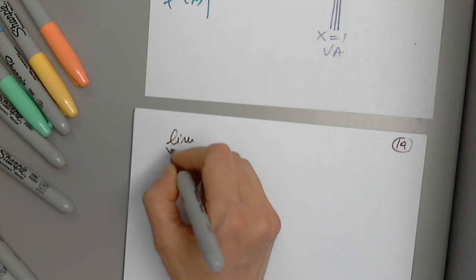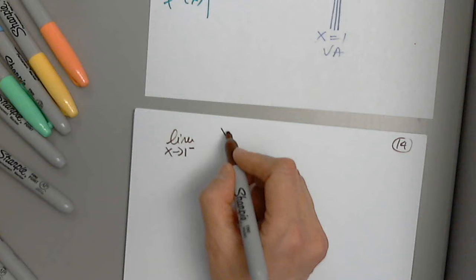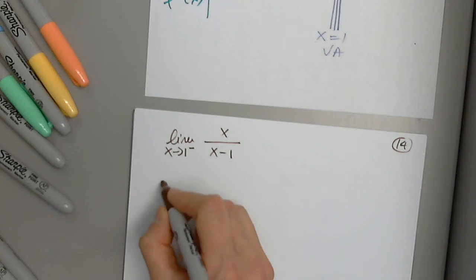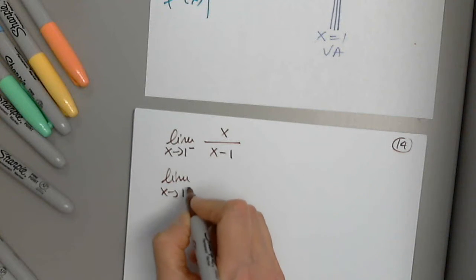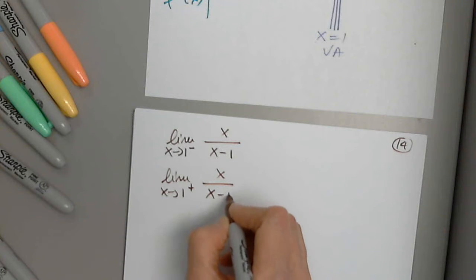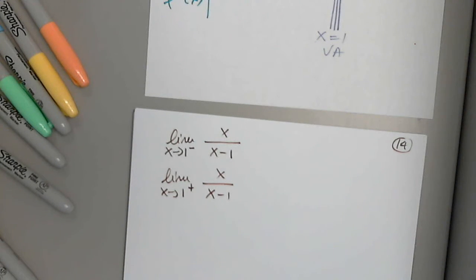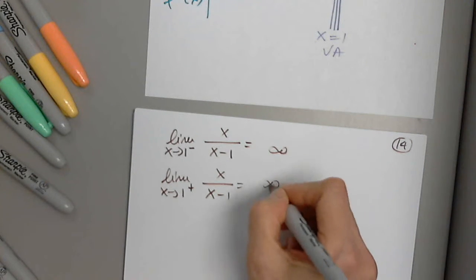The limit as x approaches 1 from the left of x over x minus 1, and the limit as x approaches 1 from the right of x over x minus 1. I know the answer. I have no doubt. But I don't know the sign.